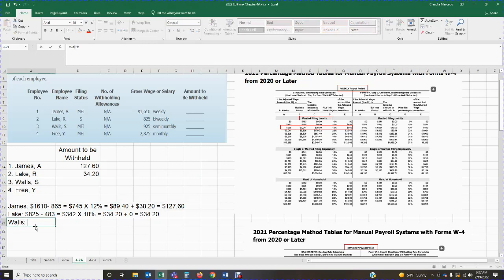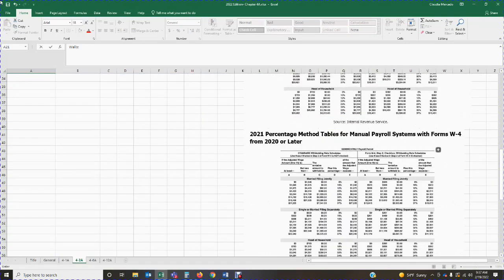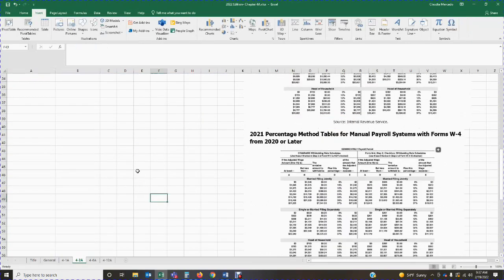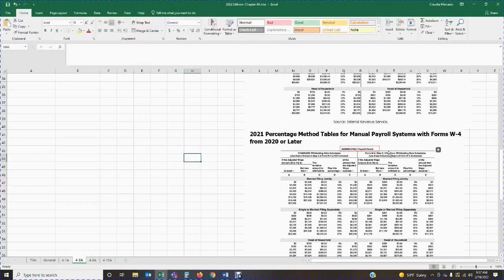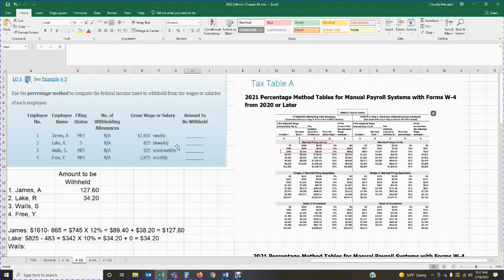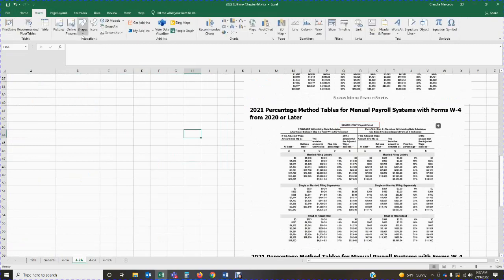So let's look at Walls. Walls gets paid semi-monthly, so now we have to look at a separate table, the semi-monthly table. This is where you remember you have to locate the correct table. A lot of students use the incorrect table. That's why their numbers are off. So semi-monthly, and now let's look. Walls is married filing joint. So we're going to do married filing joint.